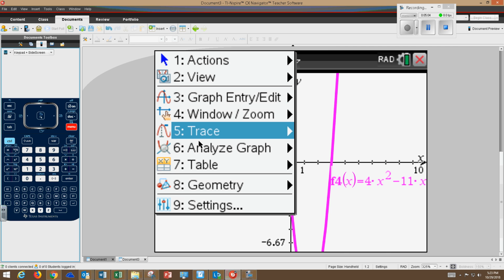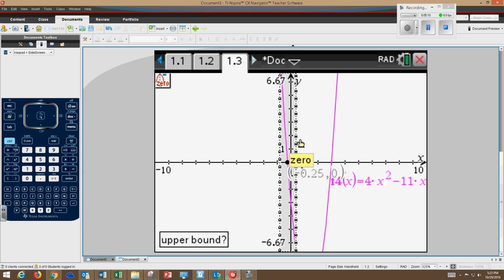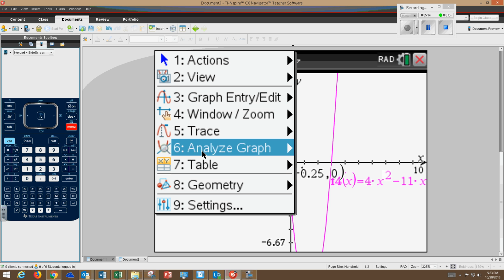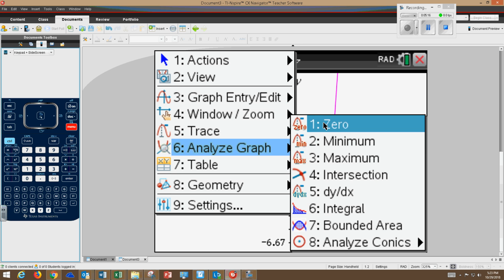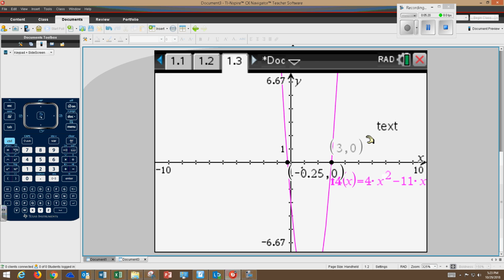There's one zero, that's negative 1/4. And even though we can't see the other zero, the other zero is 3. And again, that supports our choice as well. Okay, so you have two ways to deal with that one.